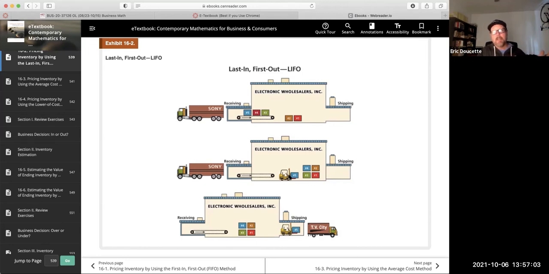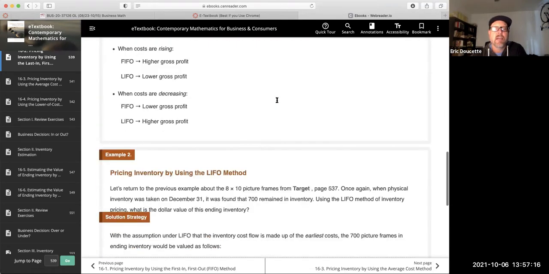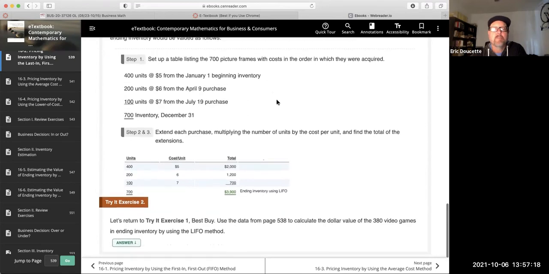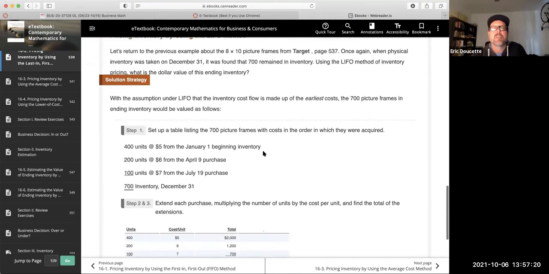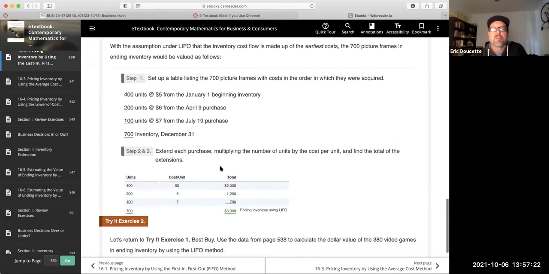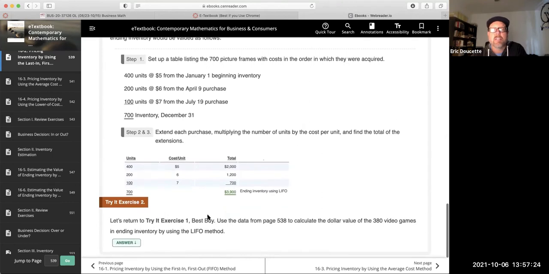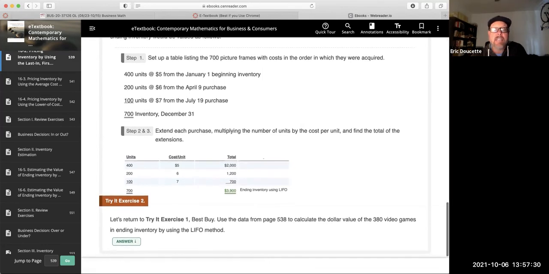So sometimes during certain seasons, companies might use first in, first out, and then in other seasons, they might switch to last in, first out. So let's look at this now in the problem in the book. If you scroll down now, we're going to use the same problem. Here it is right here. So let's try it. Using the same data that we used before, let us now do it using the last in, first out method.